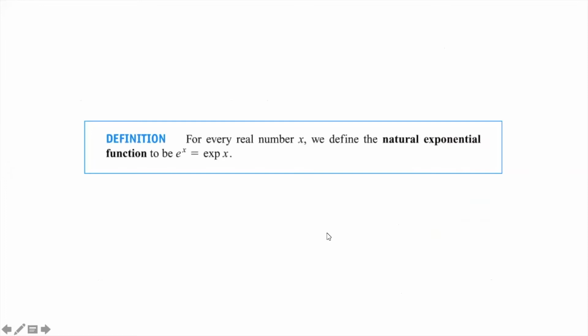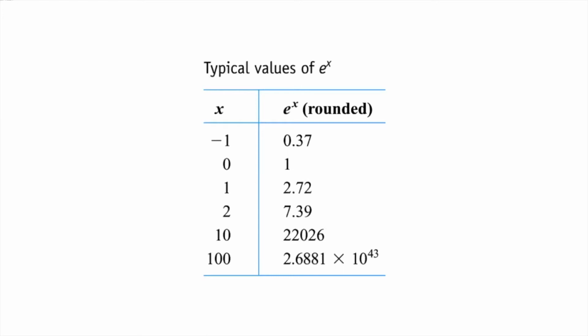So for every real number x, we define the natural exponential function to be e to the x equals exp of x, in other words, the inverse of the natural log function. Here are some typical values of e to the x. One big takeaway from this: look at what happens when you increase the value of x from 1 to 2, and then from 2 to 10, and then from 10 to 100. The value of e to the x just absolutely blows up. You've probably heard the term exponential growth, when something grows very, very fast. This is where that comes from.